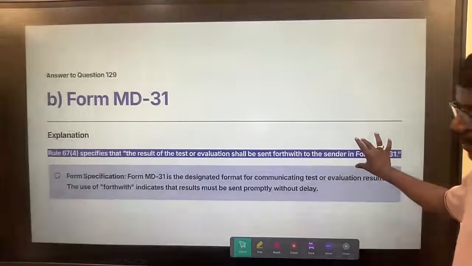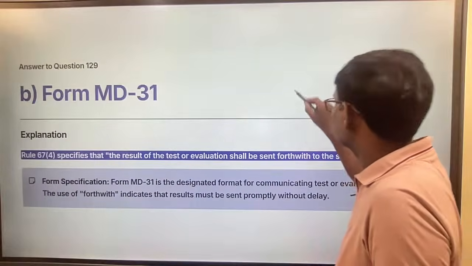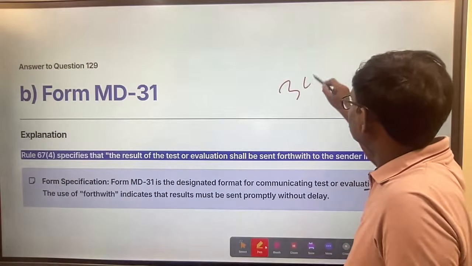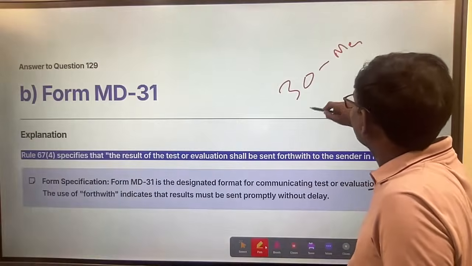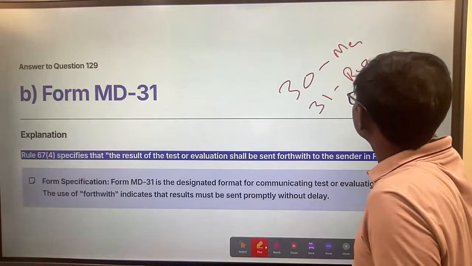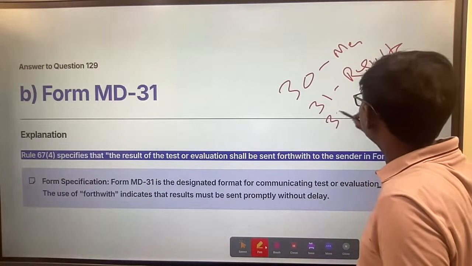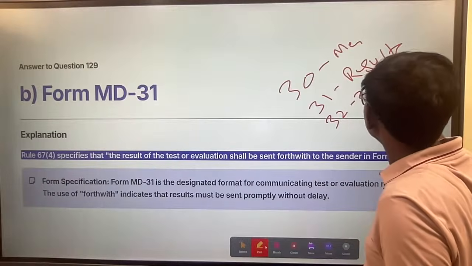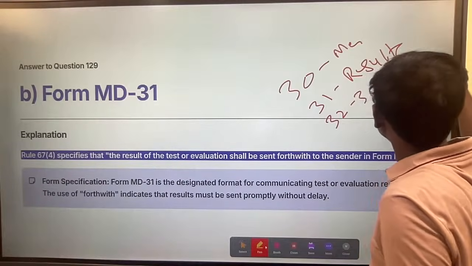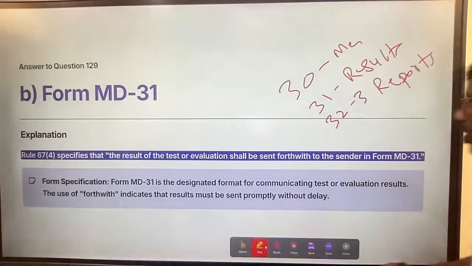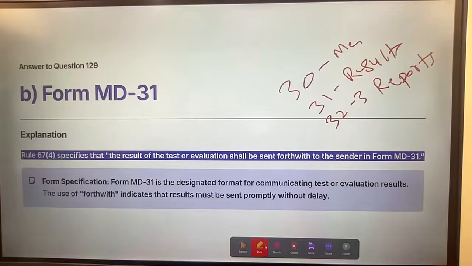31. Okay, remember the sequence I already explained in the previous video. So this is memorandum and 31 results. Don't get confused. Form 32 is three copies of reports. What they have used is reports. Okay, three copies of report. So Rule 67 and Sub-Rule 4 specifies that the result of the test evaluation shall be sent forth with the sender in Form 31. Result. Report in 32.